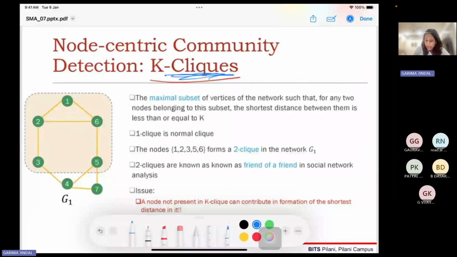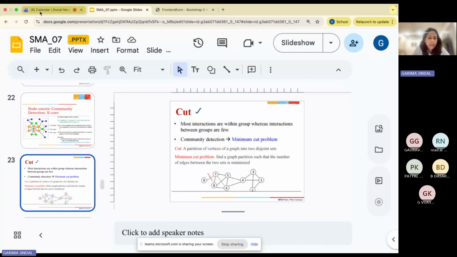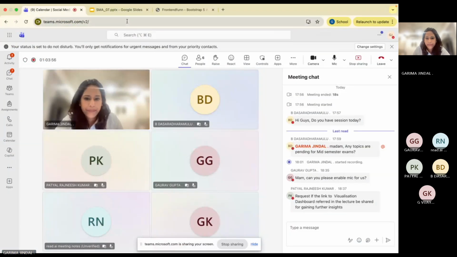Now first of all, what is the definition of a k-clique? A k-clique says that there is a maximal subset of the nodes. The term maximal is very important, and I hope you understand this term. So can anybody explain to me what is maximal? You might have heard this word in set theory, maximal subset. What do we mean by maximal? Can anybody tell me?